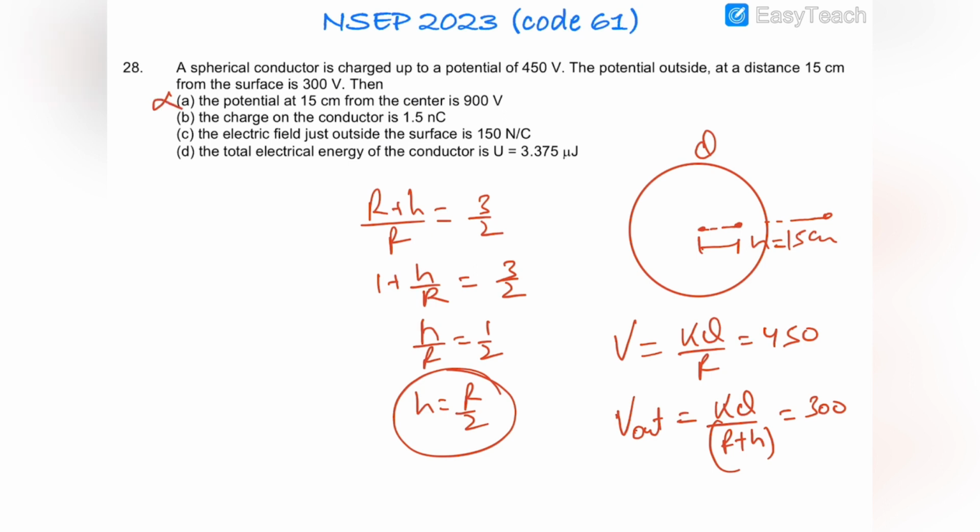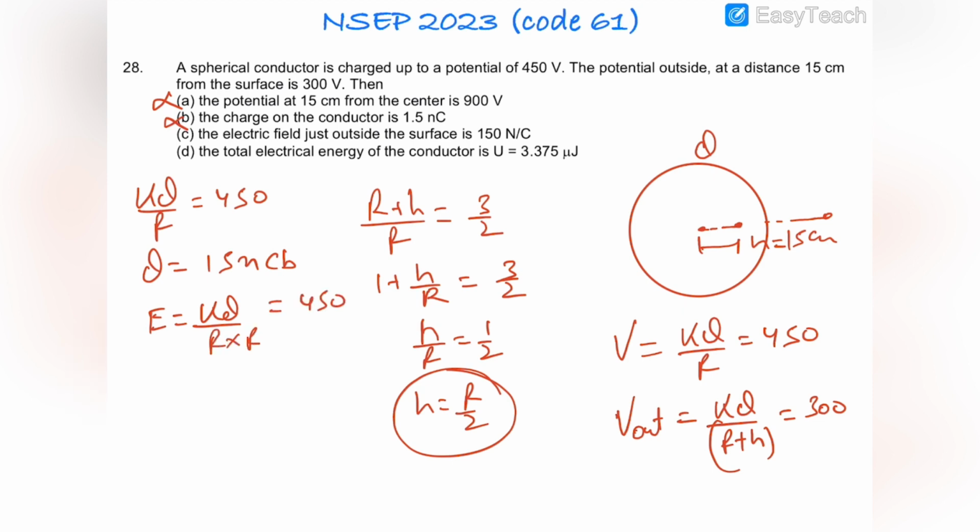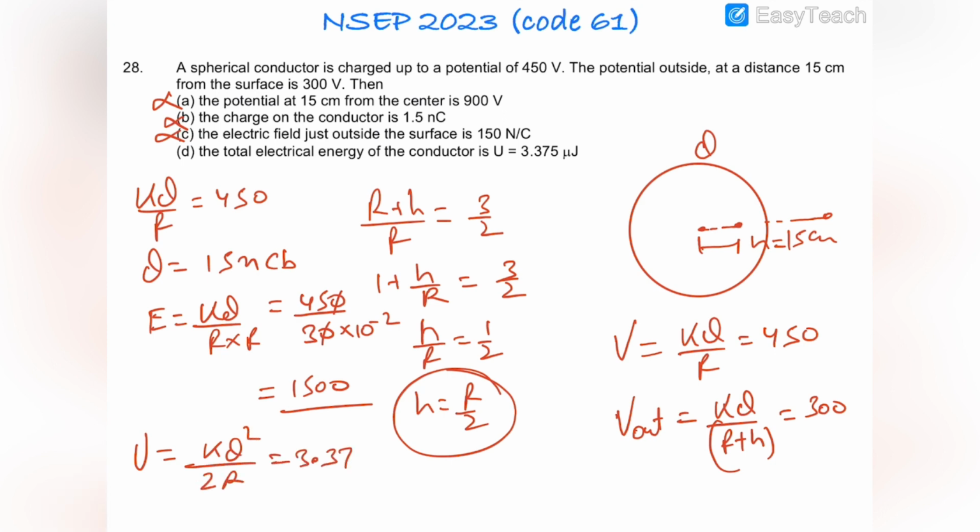Now the charge of this sphere: KQ by R is 450, so Q from this would be 15 nanocoulomb. So B is also wrong. And the electric field just outside the sphere, E, will be KQ by R into 1 by R. Now we know that KQ by R is 450 and R is 30 centimeter, so into 10 raised to power minus 2. So we can see that this would be equal to 1500. So this is also incorrect. And the energy is the self energy, KQ square by 2R. It would be equal to 3.375 microjoules. So the correct answer would be only D. Now we move on to the next question.